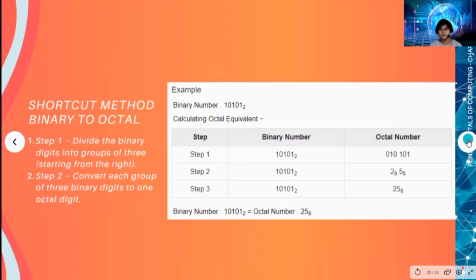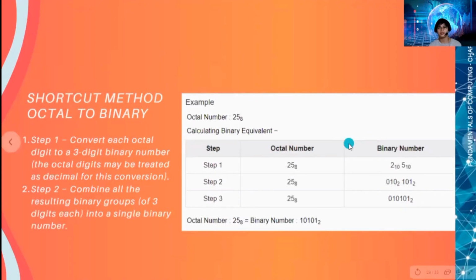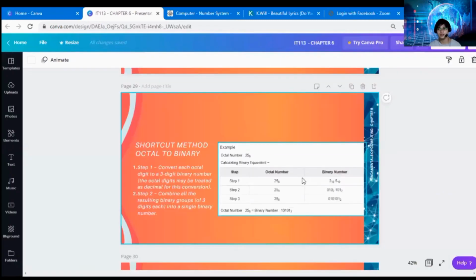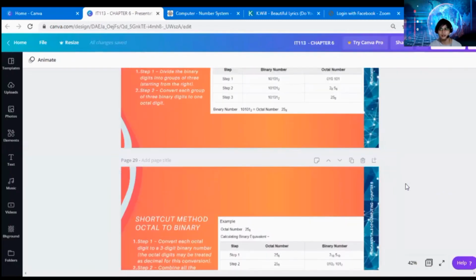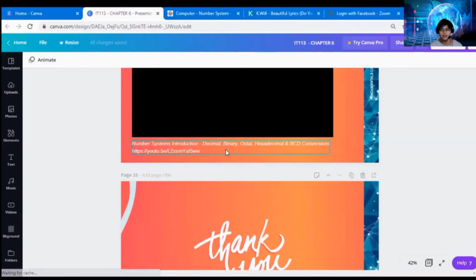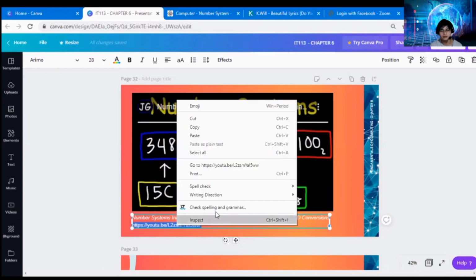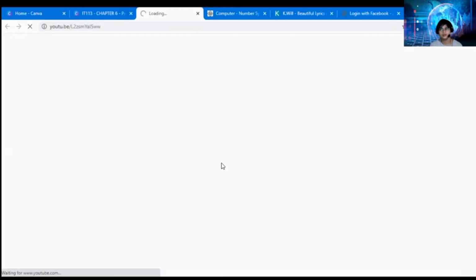Okay? So there are also shortcut methods, but I will not be discussing that one, because it is very difficult for us to write it out here. So what you're going to do is check this video. This is one of the most very easy tutorials, and this is one of the amazing tutorials so far. Okay, you check this out.